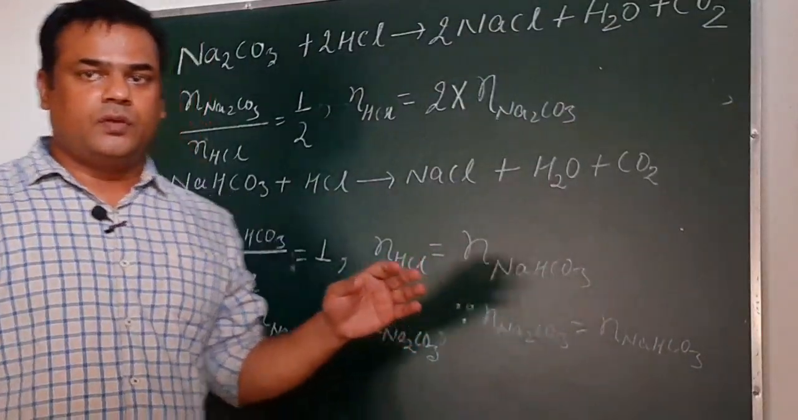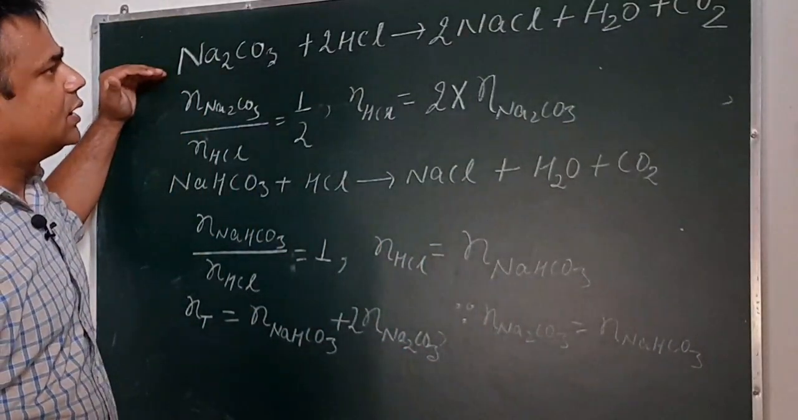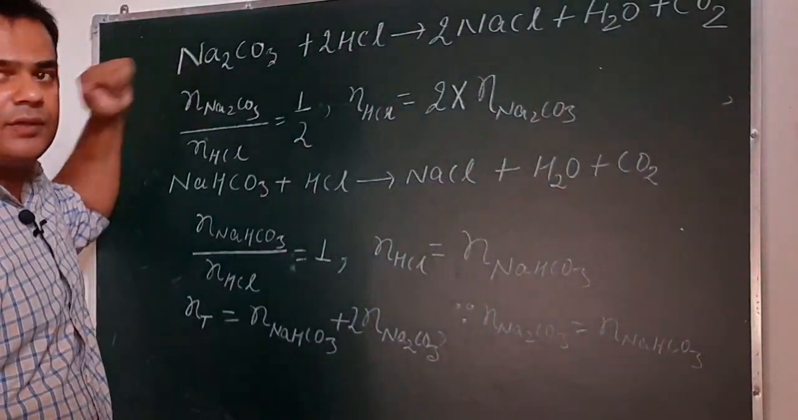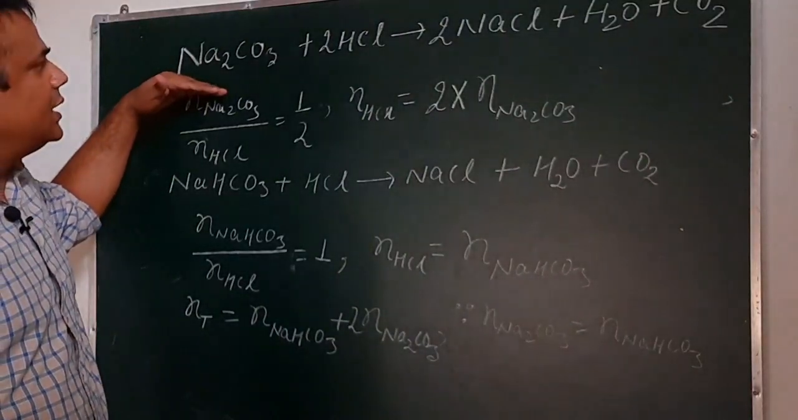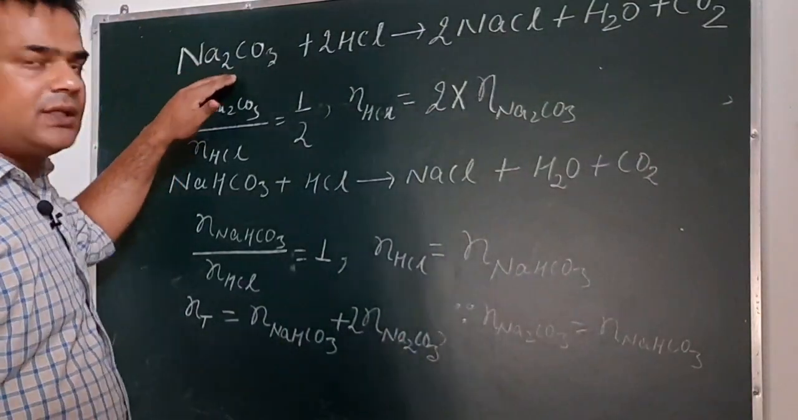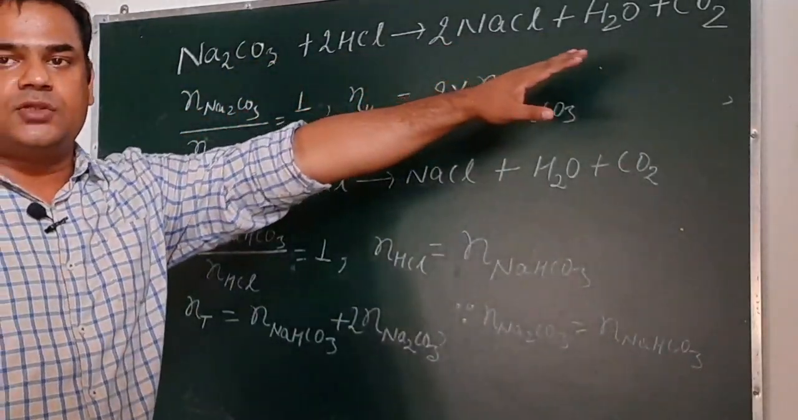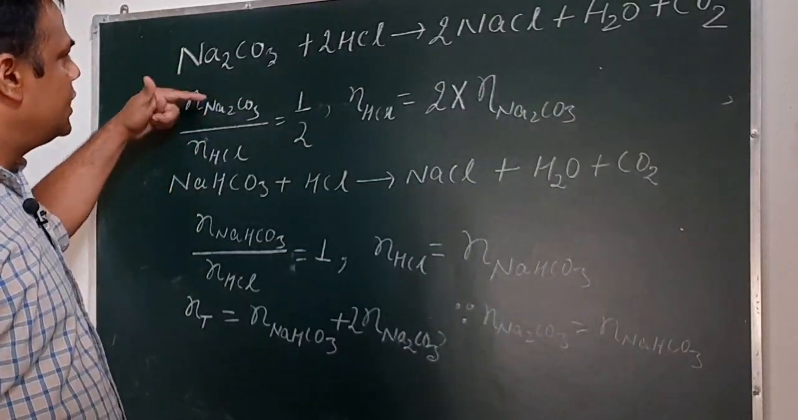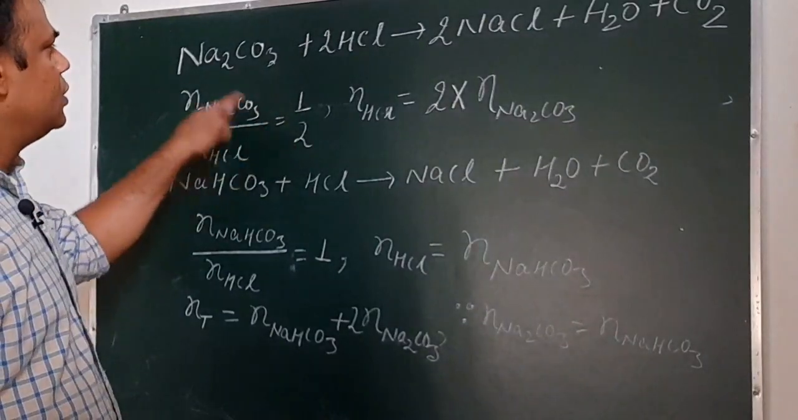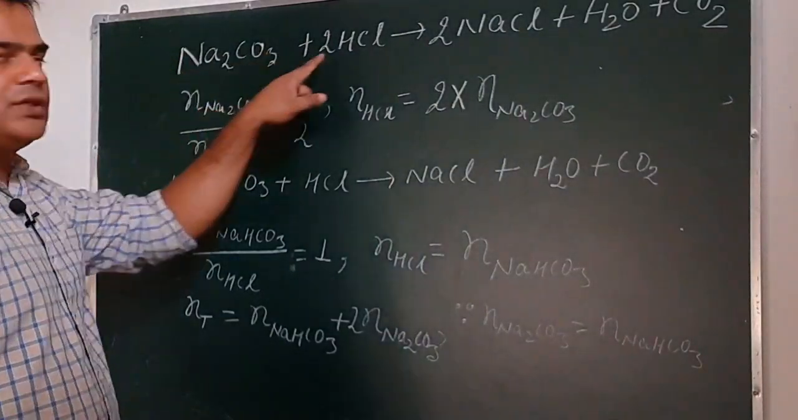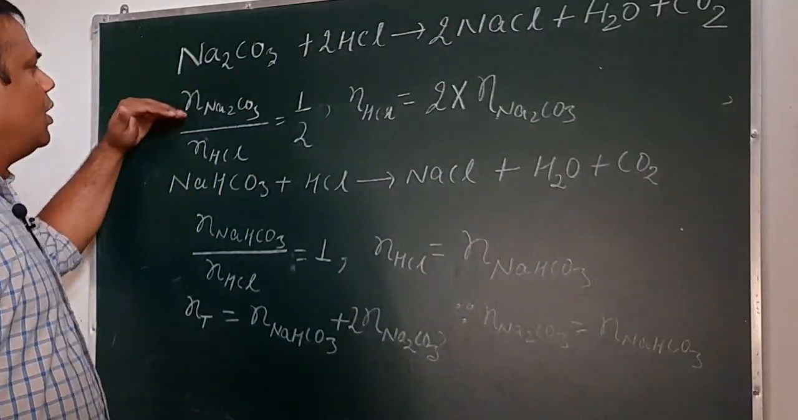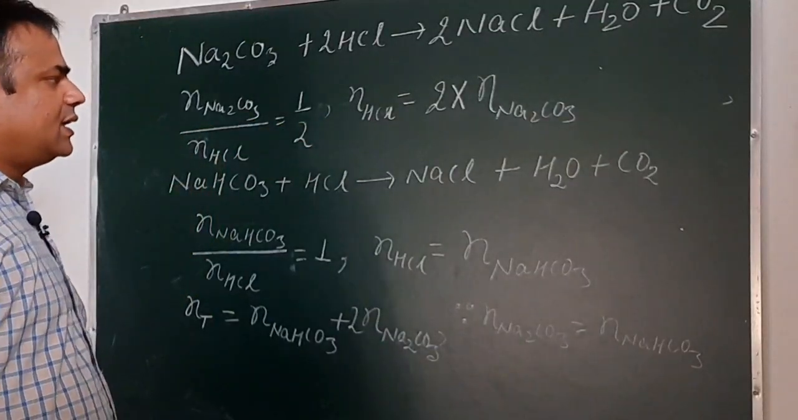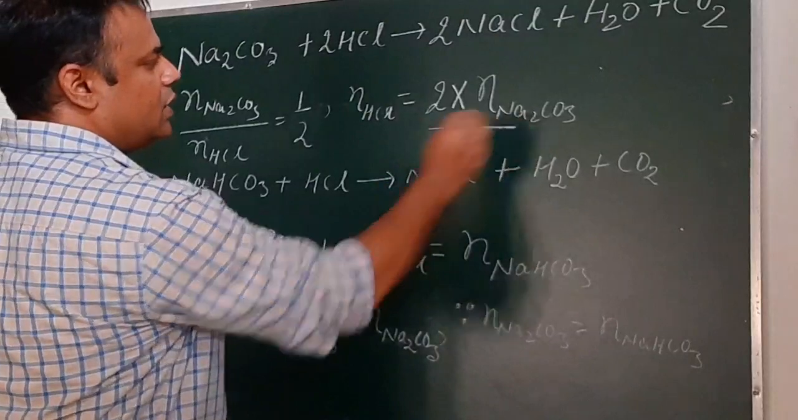So now in this question you can see we have to calculate the total number of moles of HCl required. So first we have to see the chemical equation. If we see the chemical equation, we can clearly see that when Na2CO3 reacts with HCl, it gives 2NaCl plus H2O plus CO2. So from the balanced chemical equation, the molar ratio of Na2CO3 and HCl is 1:2. You can see for 1 mole of Na2CO3 there is a need of 2 moles of HCl. So the molar ratio of Na2CO3 and HCl is 1:2. From here, moles of HCl will be 2 times moles of Na2CO3.